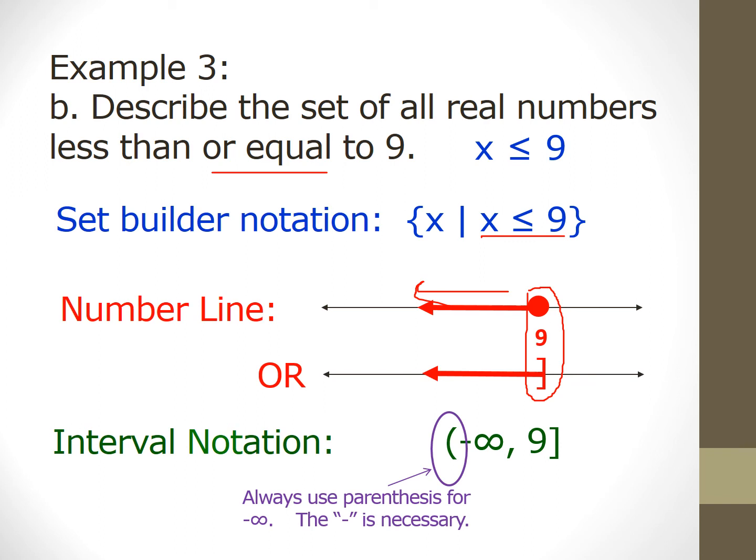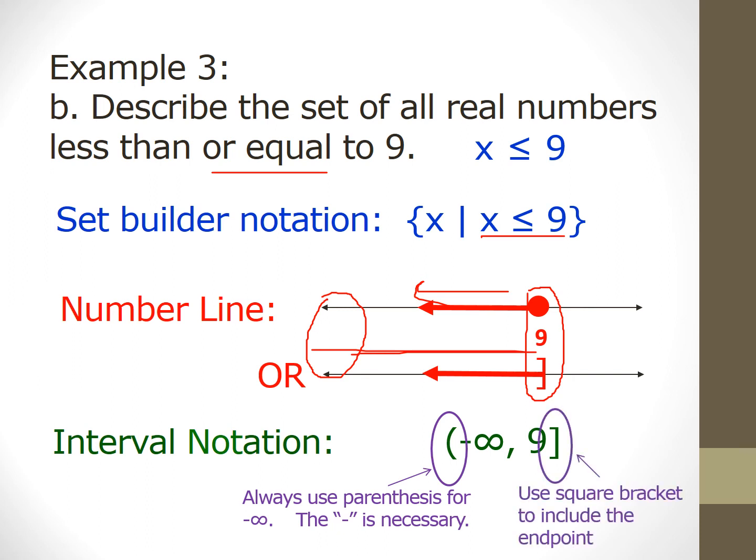First of all, we use a curved parenthesis with the negative infinity being the lower end of our interval, but it's a curved parenthesis because we can never equal negative infinity, so it doesn't include it. However, we use the square bracket on the right side, so we're implying that all the numbers between negative infinity and 9 are included in the set, including 9.